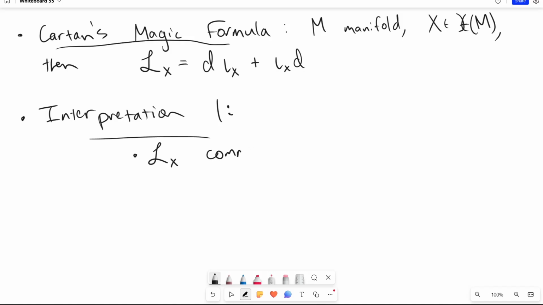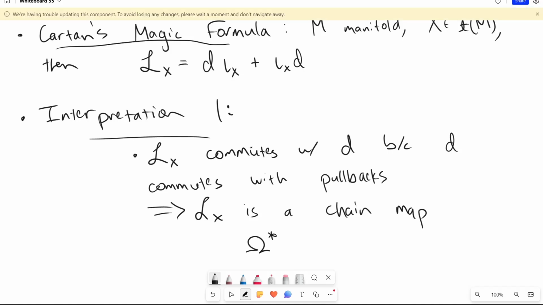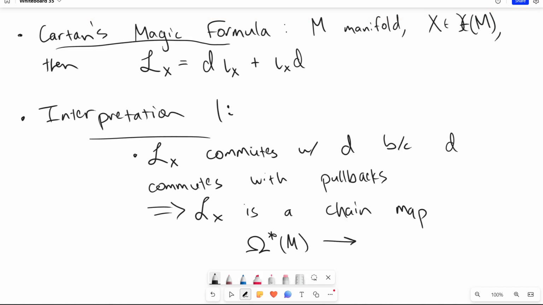So this commutes with exterior derivatives because d commutes with pullbacks. So this means that Lx is a chain map from omega star of M to omega star.